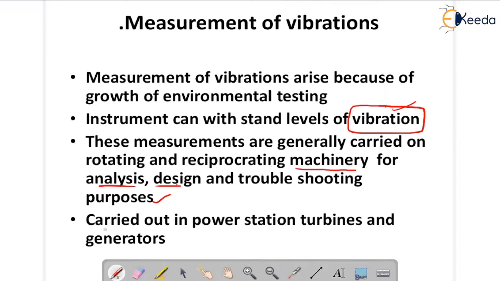It is also carried out in station turbines and generators. As you know, turbines are mechanical devices which are rotating, and generators are also rotating devices. When these rotating devices are subjected to large vibrations, there will be damage to the machinery, or the machinery may break out. So in order to avoid such things, measurement of vibrations is very important.